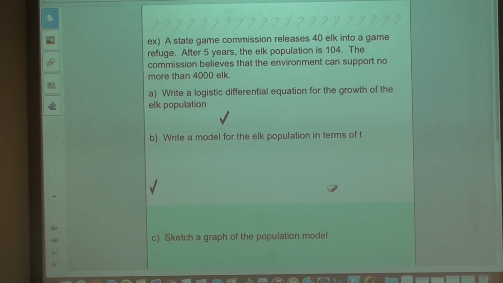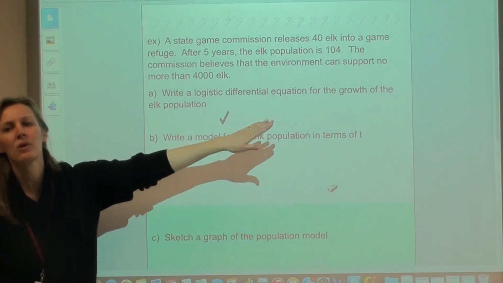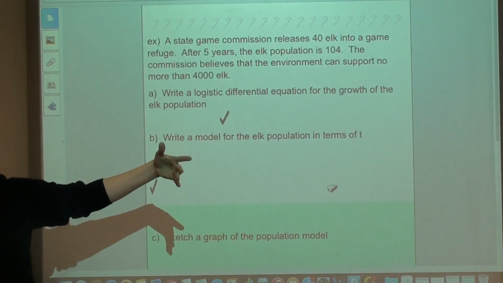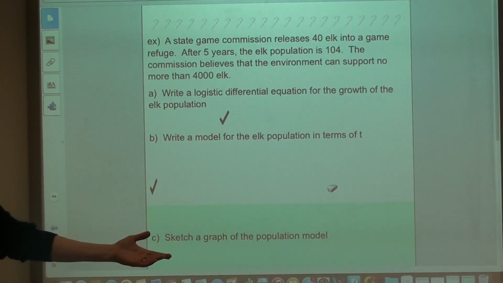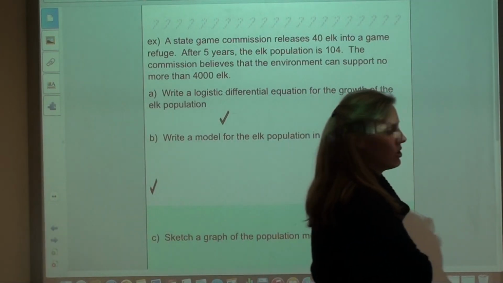You don't have to solve for anything. It's just writing the original setup of the model of the differential equation, the actual dy/dt. I did dy/dt, but you could do dE for elk or whatever. So everyone write that. What's k again? The rate at which it grows. You don't know k yet, so you can just use k.